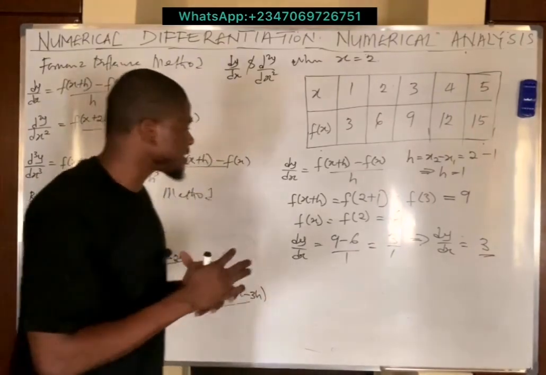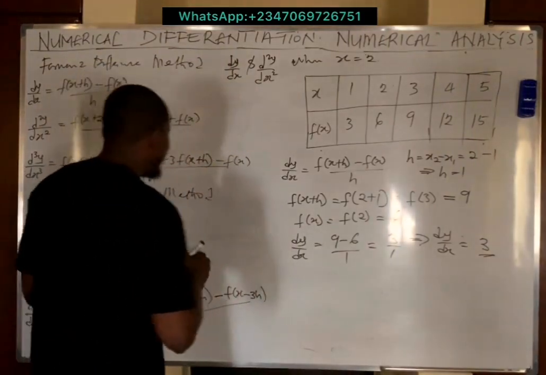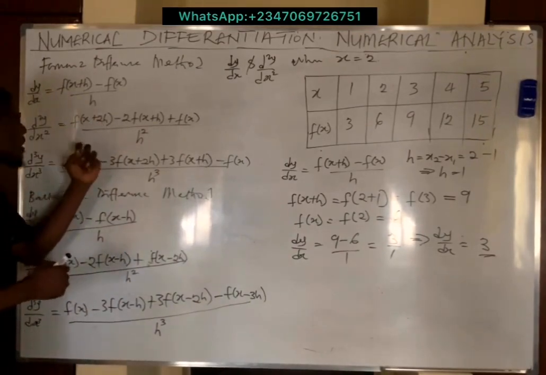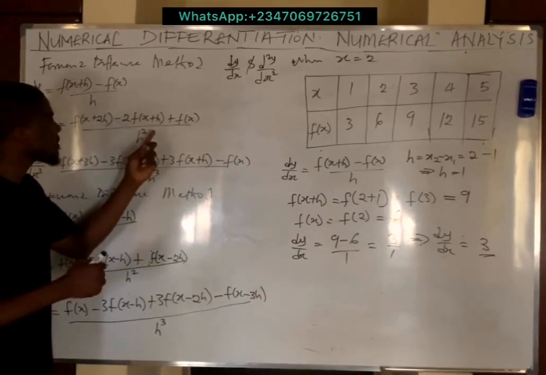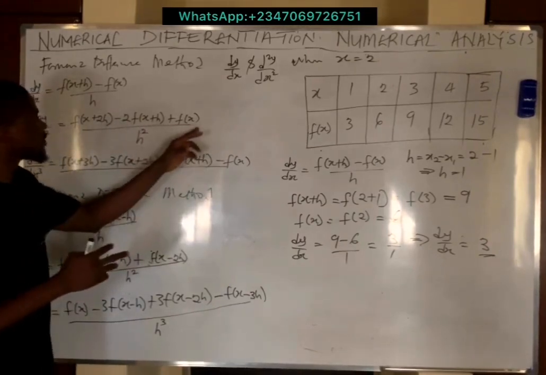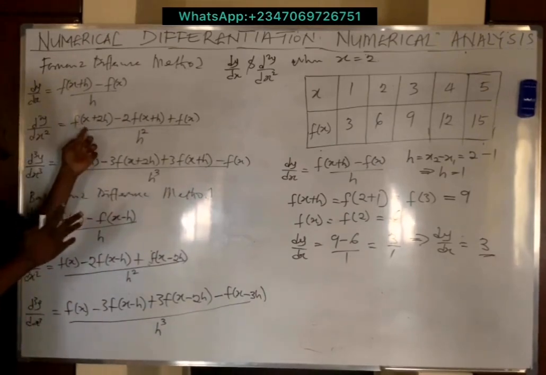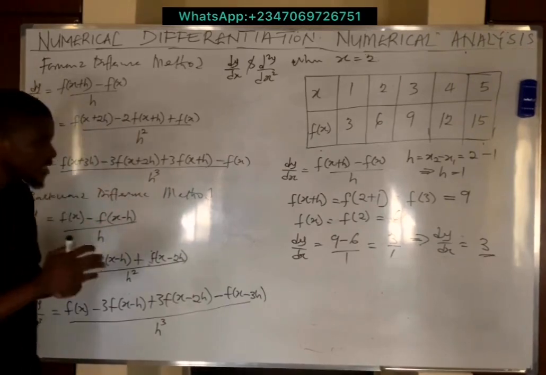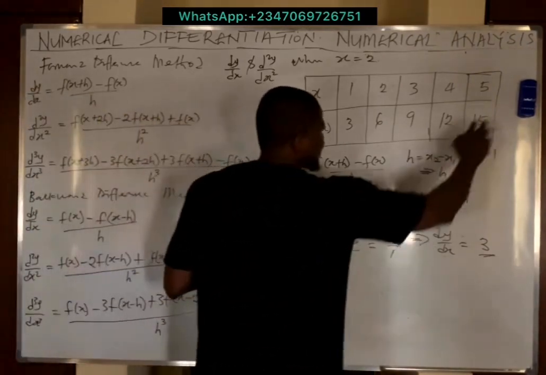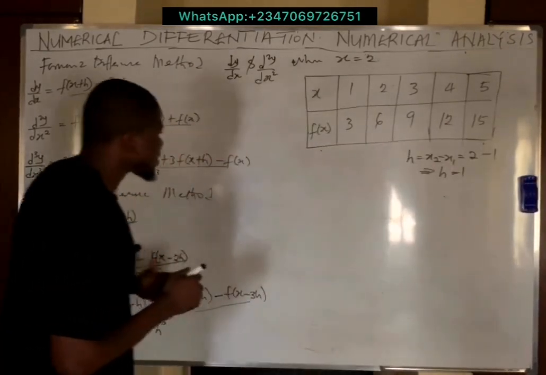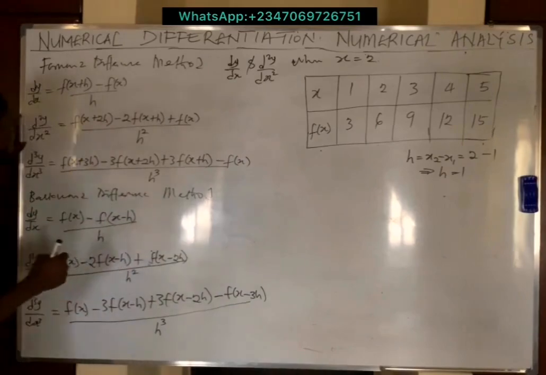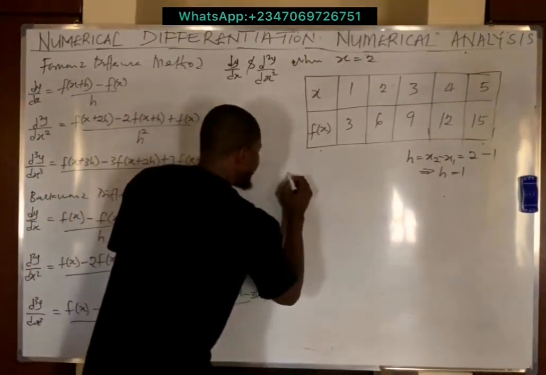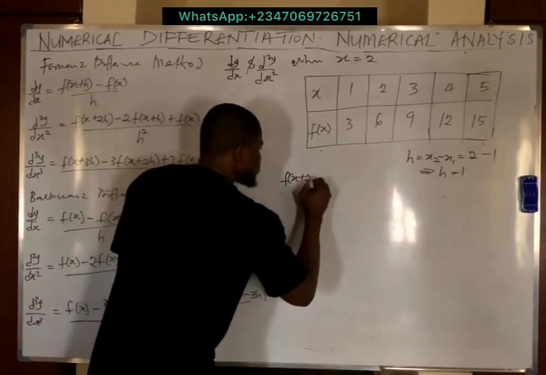So to approximate the second derivative, remember the formula, it is here. So we have f of x plus 2h minus 2 times f of x plus h plus f of x. We know what f of x is. We need to now find f of x plus 2h, because we already know what f of x plus h is. So for the second derivative, look, this is the formula here. Let's find f of x plus 2h.